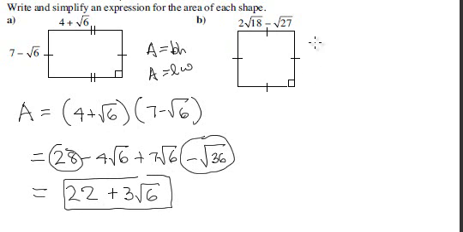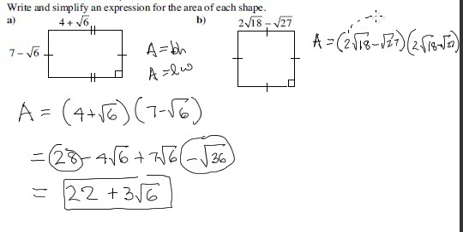Here's another one. It's a square. In other words, all of its sides are the same, so its area is going to be 2 root 18 minus root 27 times exactly the same thing. Squares have identical sides. So now we get to FOIL this. 2 times 2 is 4. I'm going to start down here. I'm going to need all the space I can get.